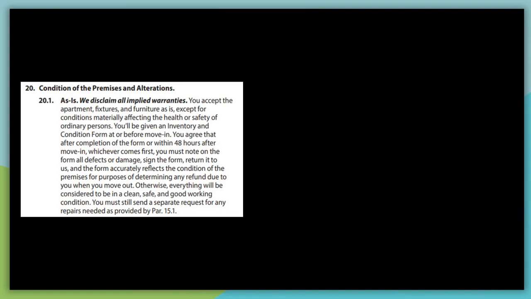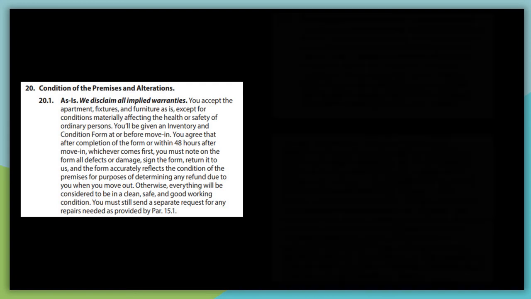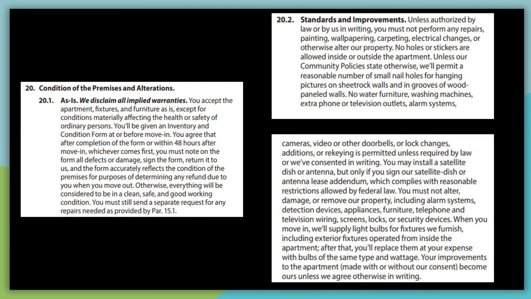Paragraph 20 is all about the condition of the premises and alterations. This will go over what you can do to the apartment and what the owner is required to do to the apartment. Lots of info here, but know that it is very important that you thoroughly document every defect of the apartment when you move in. You'll do this on the inventory and condition form you are given at the beginning of your lease. It is also advised to do a walkthrough video and store it safely in case you run into any problems upon move out.